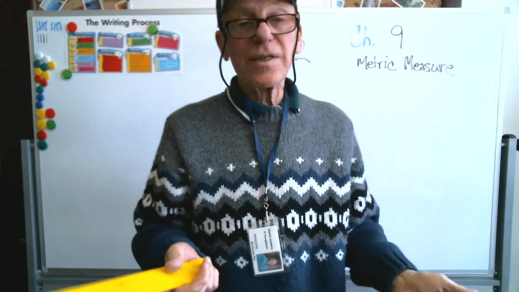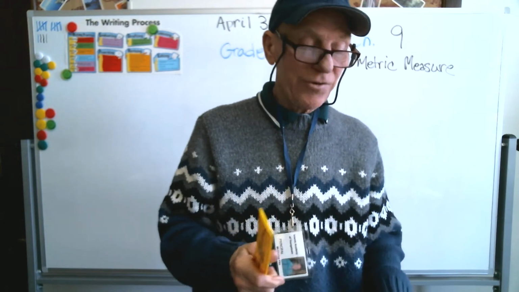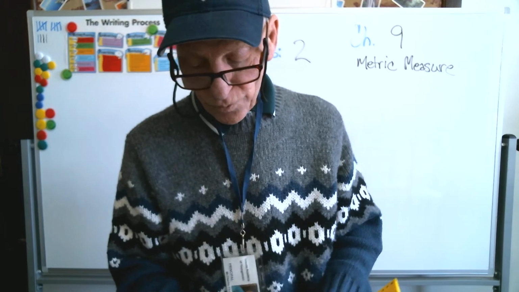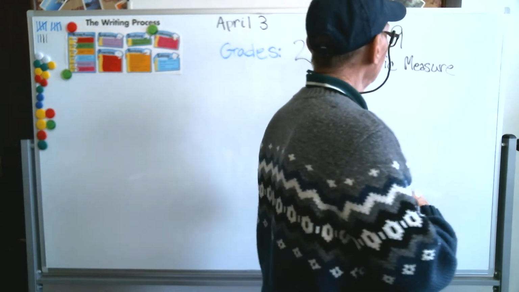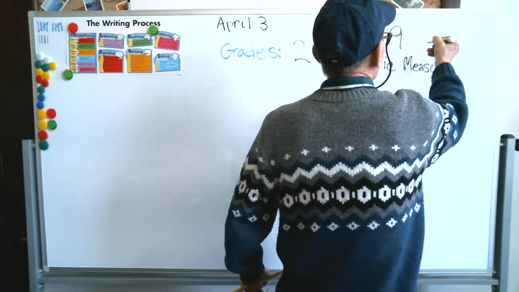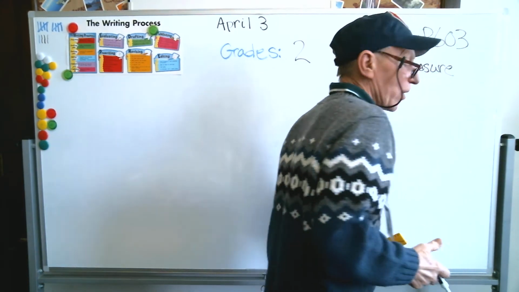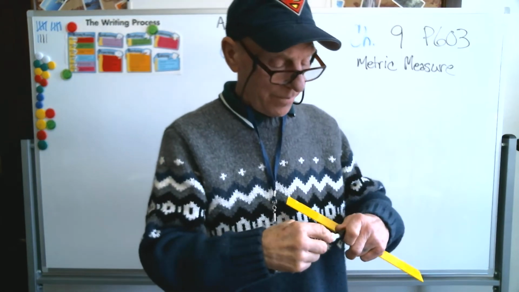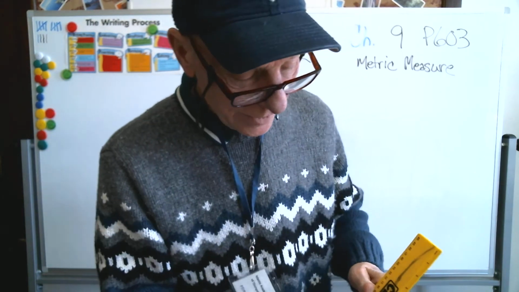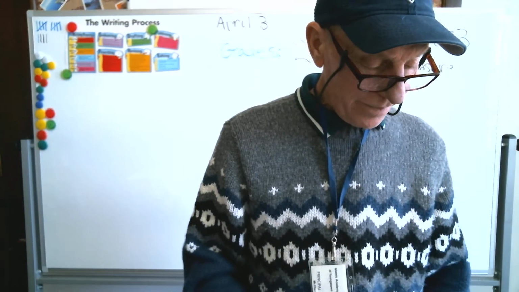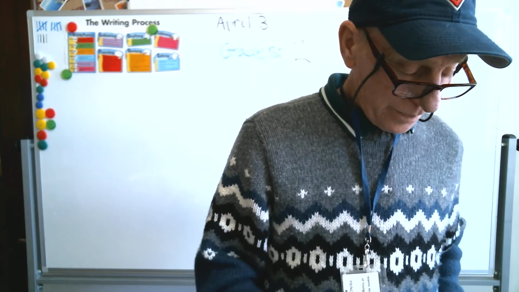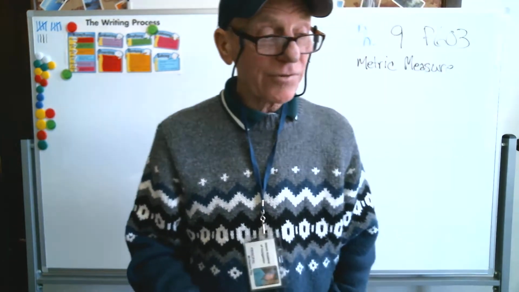Now, lesson 9.1 starts on page 603. So get your books. You want to go to page 603 in your workbooks. And what you see on page 603 are some lines on the page.